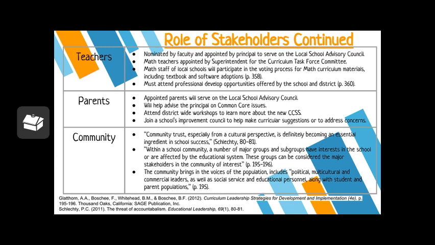Then we have the community, and community trust, especially from a cultural perspective, is definitely becoming an essential ingredient in the school's success. Within a school community, a number of major groups and subgroups have interests in the schools or are affected by the educational system. These groups can be considered the major stakeholders in the community of interest. The community brings in the voices of the population, which includes political, multicultural, and commercial leaders, as well as the social service and educational personnel, along with student and parent populations.